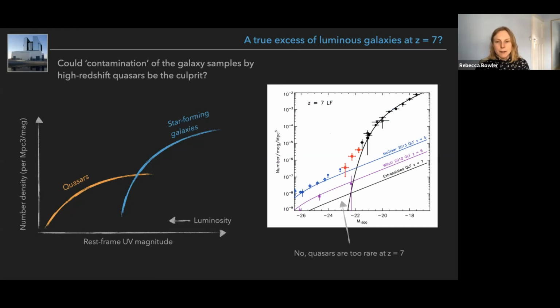So this means that we are confident that we're finding a different shape in the luminosity function at redshift 7, and we hypothesize this is due to different effects of feedback at high redshift, which is really exciting.